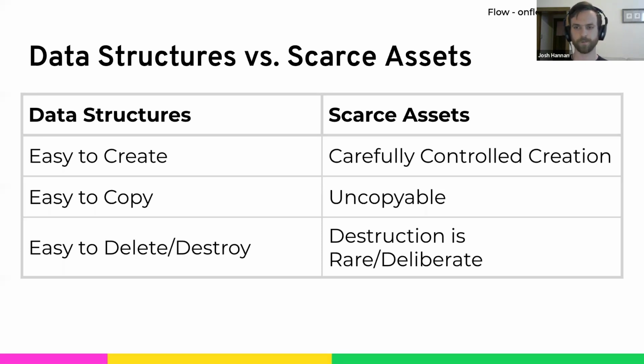With currency, for example, we want to be able to carefully control the creation of these assets. We can't just let anybody create them. And similarly with copying them, with a regular data structure, it's easy to just make a copy of something and make as many copies as you want. And as I'm sure you understand, we wouldn't want to allow people to just be able to make copies of currencies and collectibles.